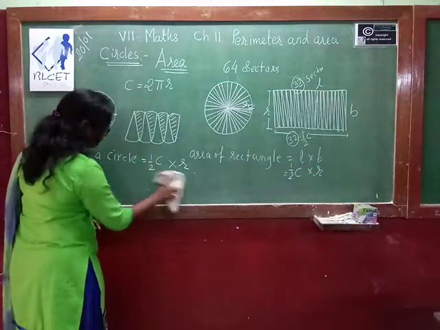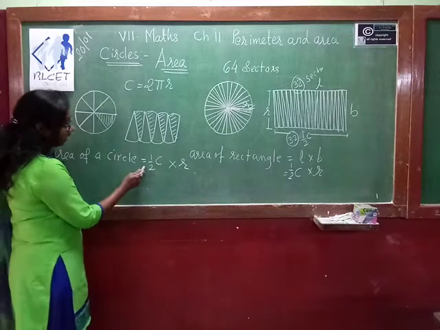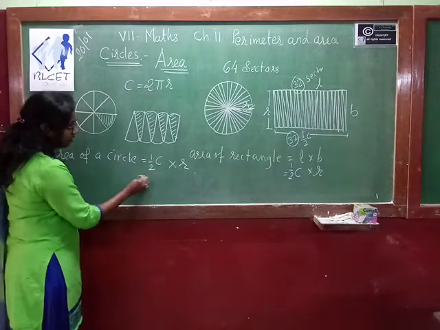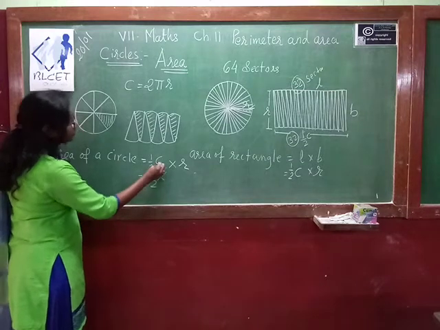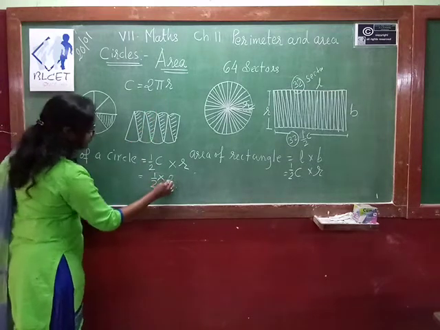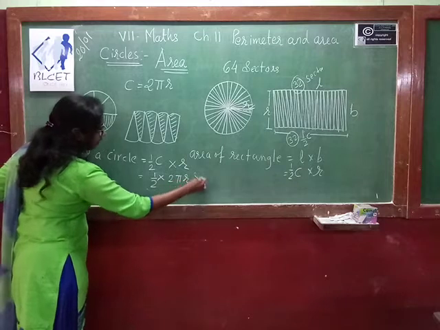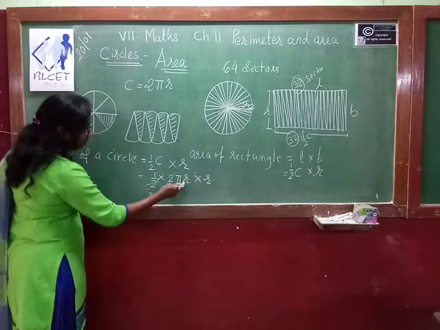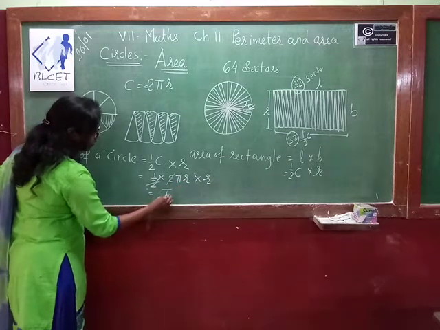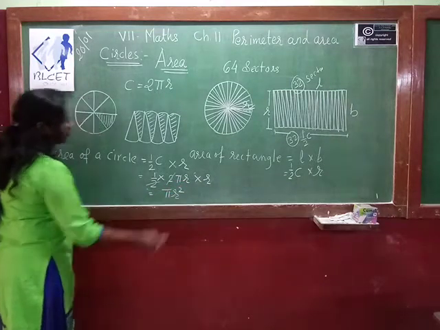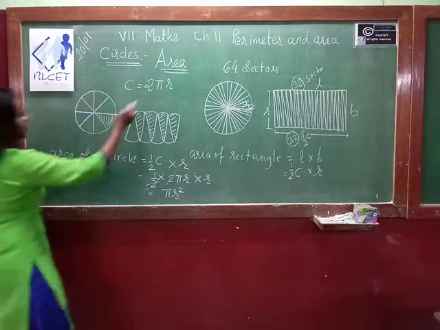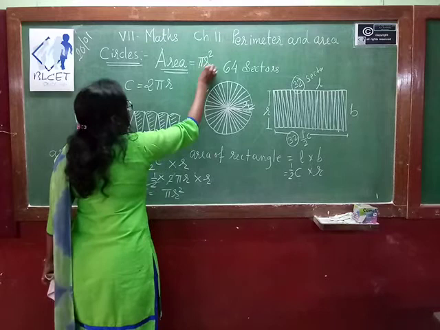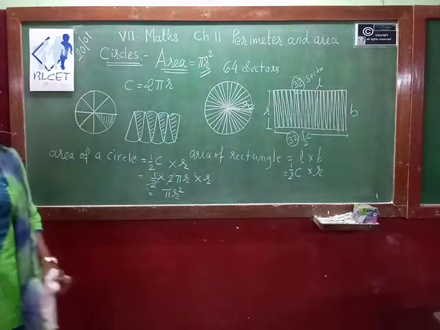Again I am repeating. Area of circle is equal to half into circumference into radius. So half into C, which is 2 pi r, into r. So this 2 will get cancelled. So what is left? Pi r into r. So what is the answer? Pi r square. So area of circle is equal to pi r square. This is the formula to find the area of a circle.